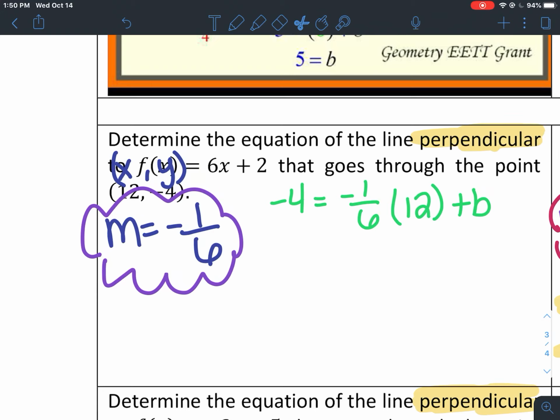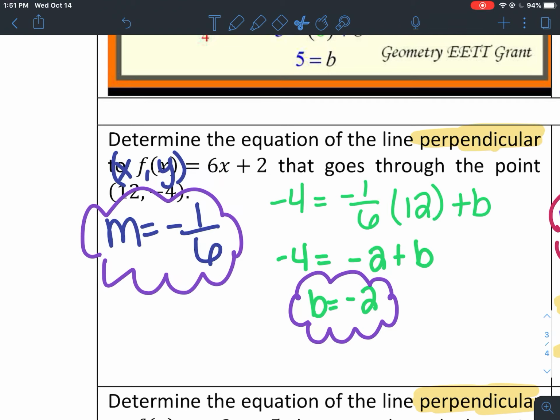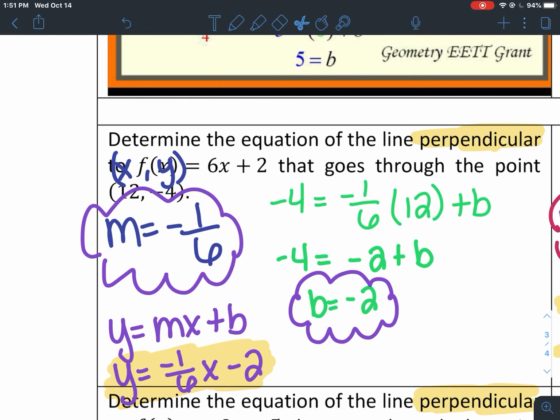So we plugged in -4 for y, -1/6 for m, 12 for x, to find b. So I'll just first start out by multiplying. -1/6 times 12 is -2. And then add 2 to both sides. b equals -2. So that's my y-intercept. Now that I have my slope and my y-intercept, I'm going to plug just those two values into y equals mx plus b, and I get y equals negative 1/6 x minus 2.